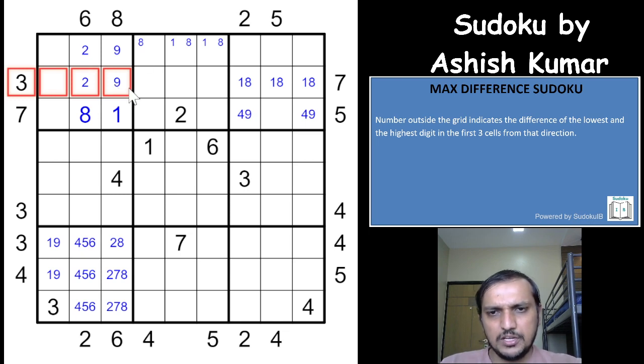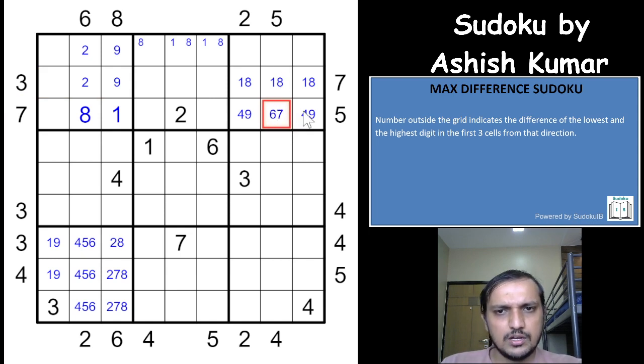The only possibility here is 6 or 7, right? This, because you would need something between 4 and 9. 5 cannot be possible because, okay, 5 is still possible. 5 is still possible. Okay.